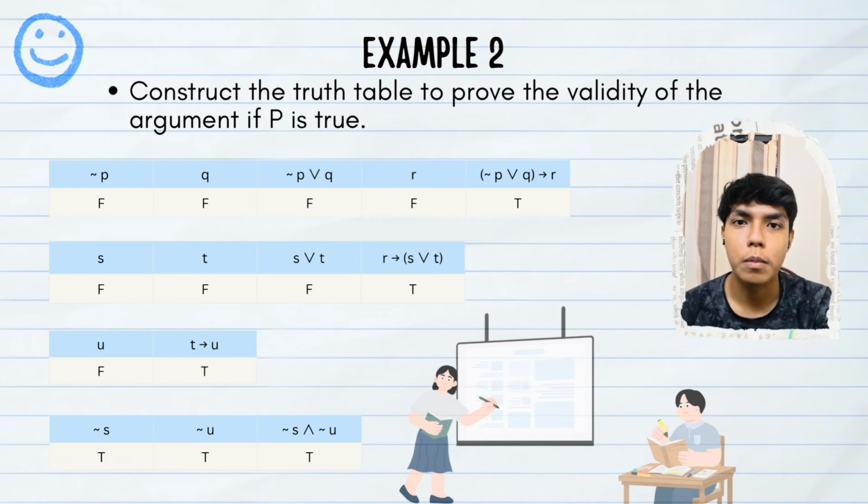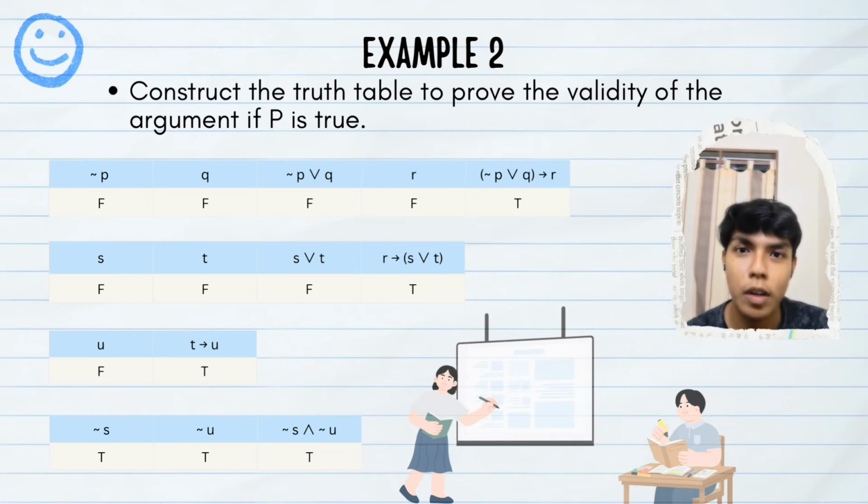Let's move to example 2. The question asks us to construct the truth table to prove the validity of the argument if P is true. Since we have 6 variables for this case, we cannot construct the full table with 64 rows. So we do a shortened table. We know that our conclusion is true, so our premises also need to be all true.